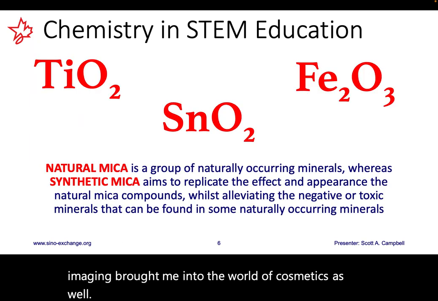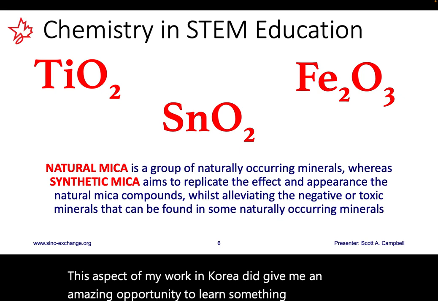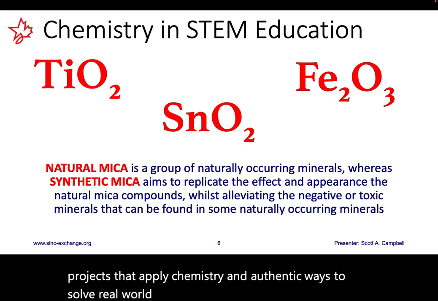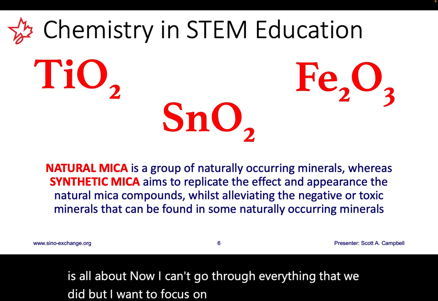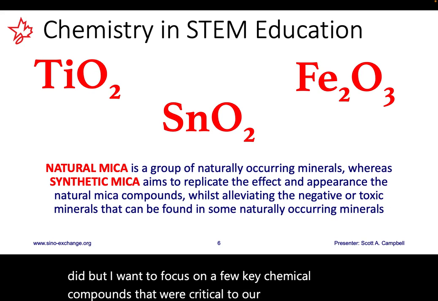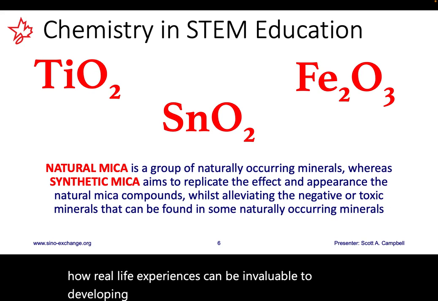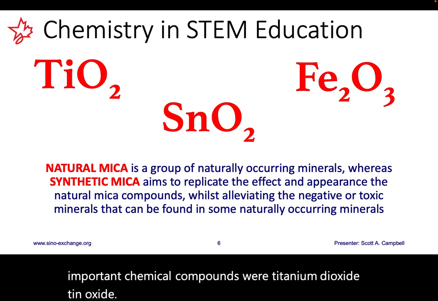Now, this aspect of my work in Korea did give me an amazing opportunity to learn something new, and I can use these experiences as inspiration for designing projects that apply chemistry in authentic ways to solve real-world problems. And that is exactly what STEM is all about. Now, I can't go through everything that we did, but I want to focus on a few key chemical compounds that were critical to our work to illustrate how real-life experiences can be invaluable to developing authentic STEM lessons. So the most important chemical compounds were titanium dioxide, tin oxide, ferric oxide, and mica.